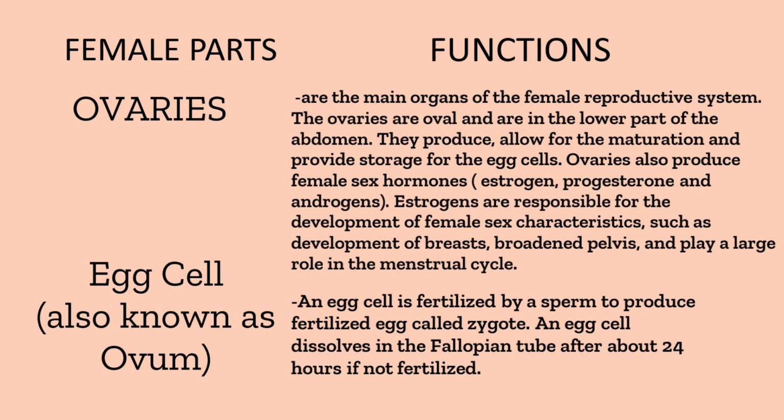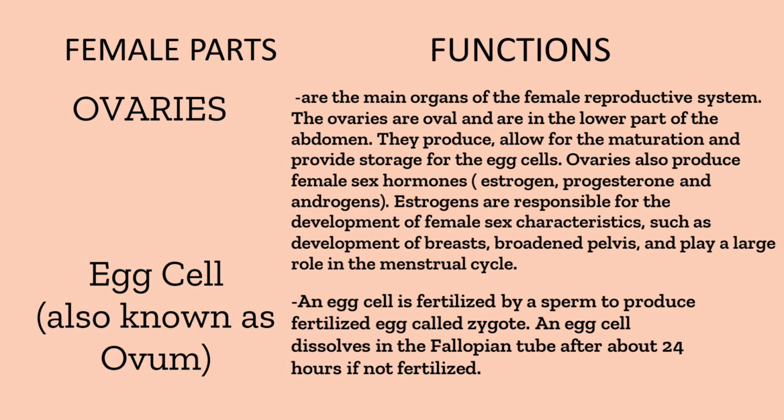Thank you. Yes, egg cell, also known as an ovum, is an important part of the female reproductive system. It is the largest cell in the human body and is produced in the ovaries. The egg cell is responsible for carrying the mother's genetic materials, and it is needed for fertilization to occur. During the menstrual cycle, one egg cell is released from the ovary each month.